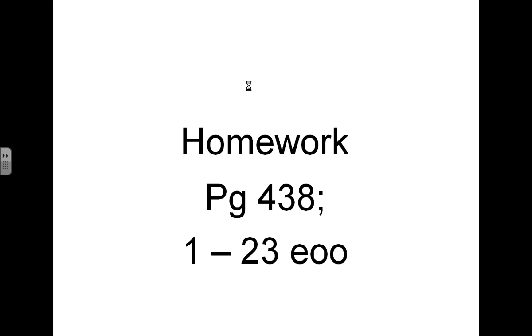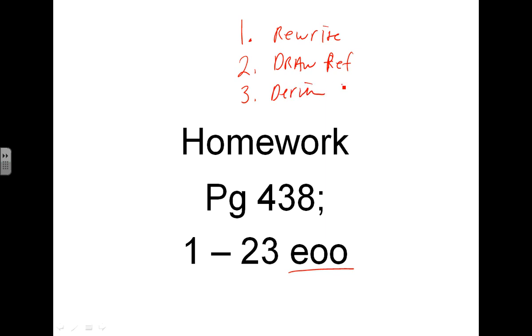So, I hope you remember EOO means every other odd. You've got plenty of time now in class to get started on it. Not all of them are that difficult. Step number 1, rewrite. Step number 2, draw your picture. It's for a reference on how to substitute later. 3, take the derivative. You're going to use implicit differentiation on that. 4, get y prime by itself. And the 5th step, get the solution in terms of x.